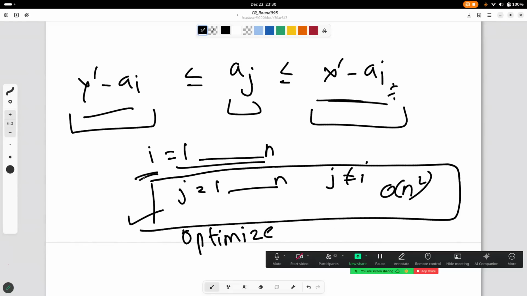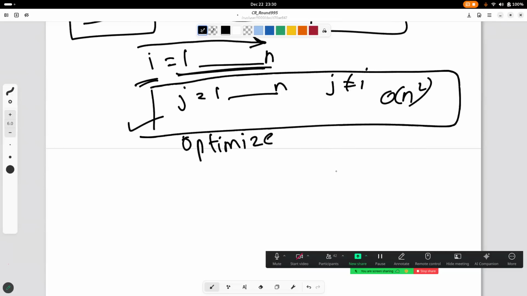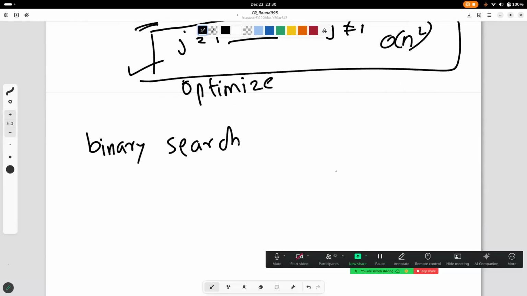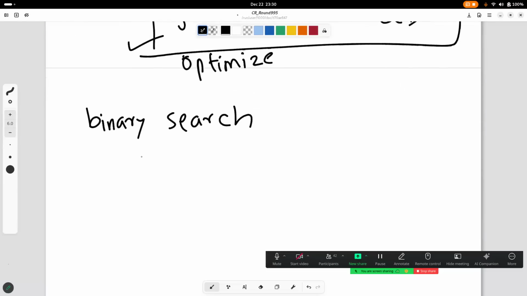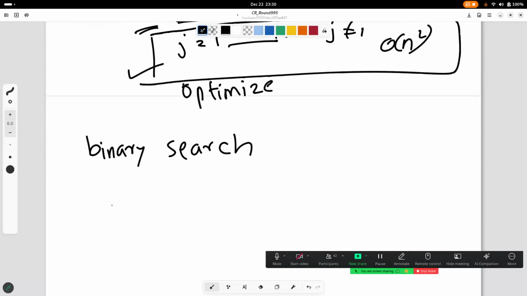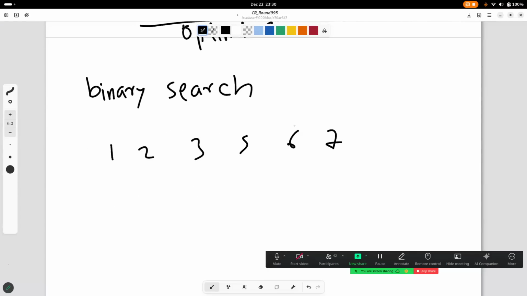We can't really do a lot about fixing a of i, since we are fixing a of i, we actually have to iterate over all the i's, i equal to 1 to n. But for j, we can actually do something, and that's we can binary search the value of j. So consider what happens when our array is sorted. Let's just say 1, 2, 3, 5, 6, 7.